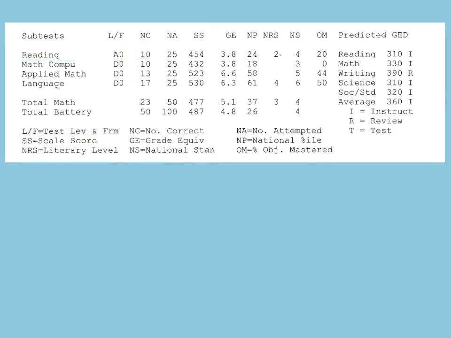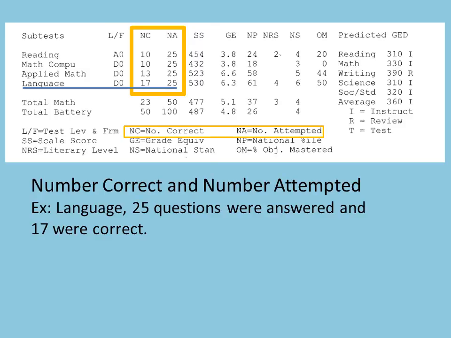The next column shows you the number correct and the number attempted. Unlike the quizzes and tests you probably took in school, a perfect score is not the goal of the TABE. Because this test is of progress, it's appropriate to miss some questions. This means that the test is narrowed down to where your skill level is. If you do get a perfect score, then most likely you're ready for a higher level test.